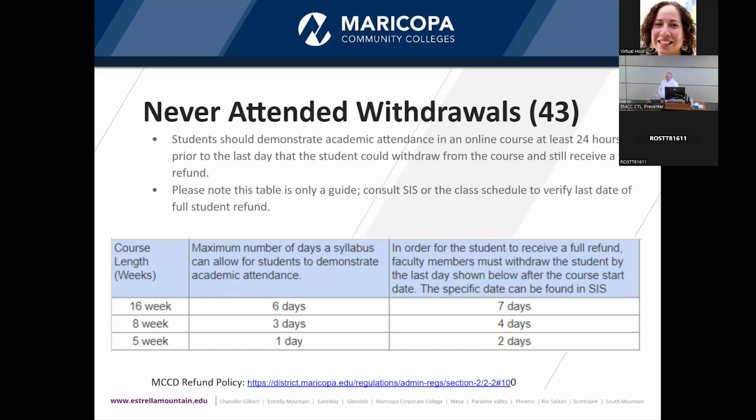The problem is with 16-week classes, this is a really short time frame. So it's recommended that you do the first assignment before that 6th day, because if you look at a class that starts on a Monday, they have until the following Saturday to do their assignment, and then you have to withdraw them on Sunday in order for them to be dropped in time for the census day on Monday because of the system.